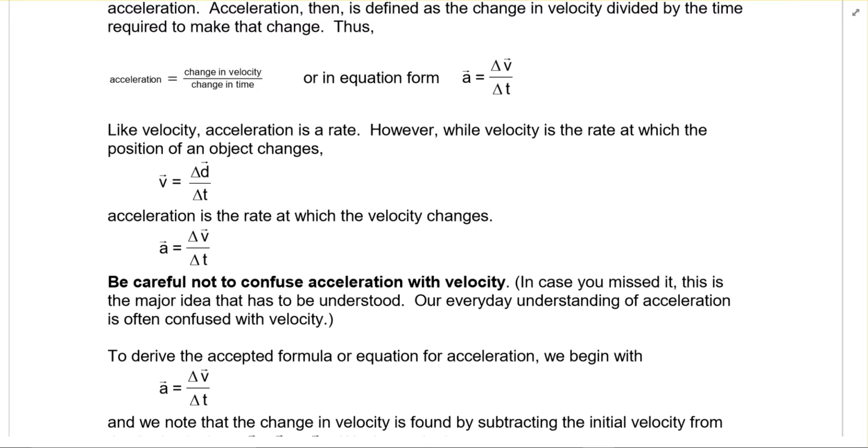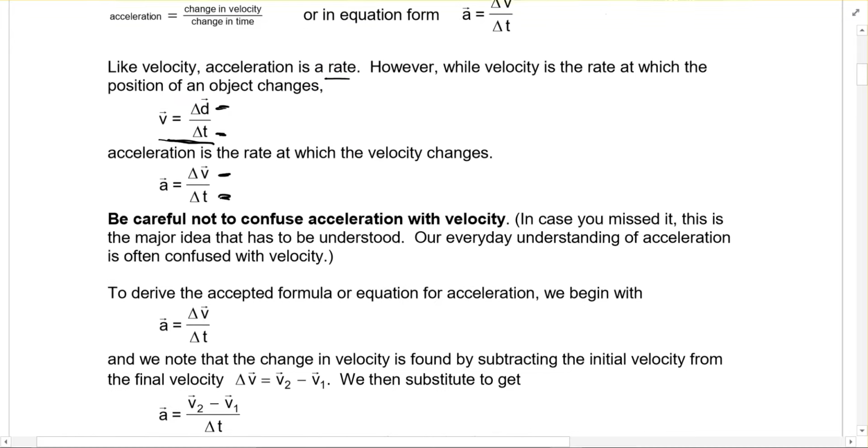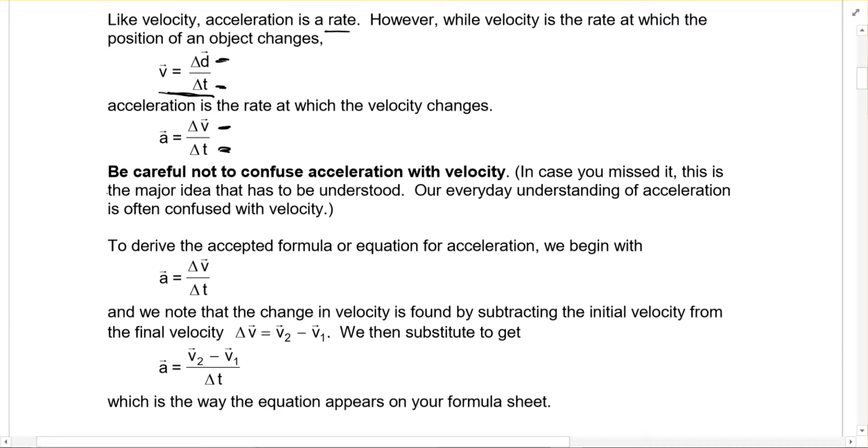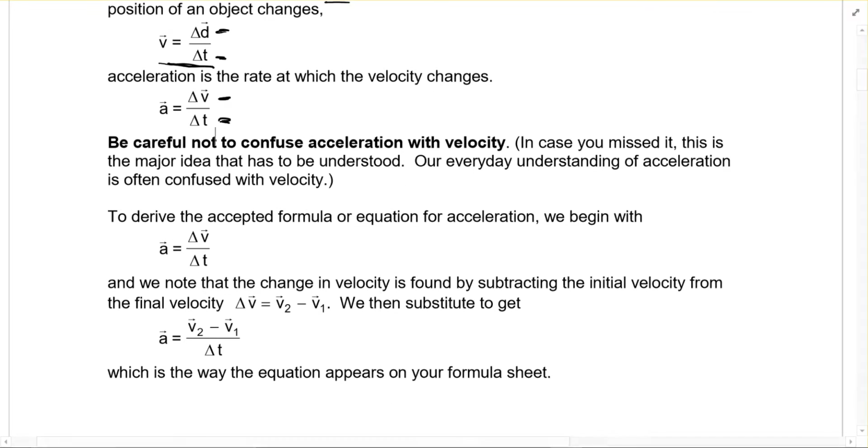So just like velocity, it's a rate. They're both rates. Back to our velocity formula, we had change in distance over time. Now for acceleration, we're just going to be talking about change in velocity over time. Like I said before, be careful not to confuse acceleration with velocity. That's the big idea of this lesson.